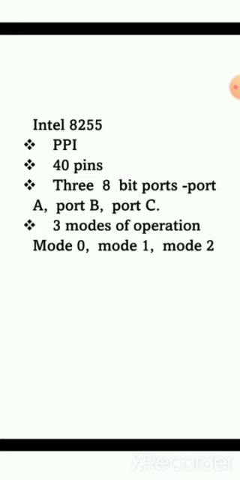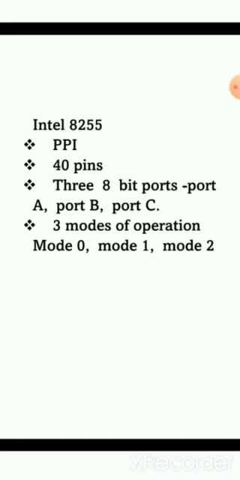Mode 0 is simple input or output. In mode 0 operation, a port can be operated as a simple input or output port. Each of the 4 ports of 8255 can be programmed. Next, the mode 1 operation, that is strobed input or output. Port A and port B are both designed to operate in this mode of operation.